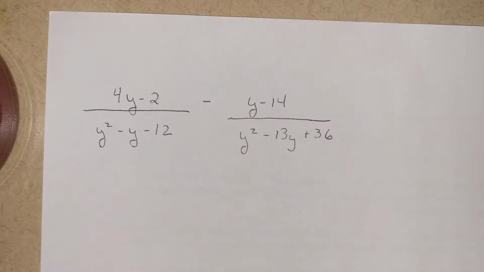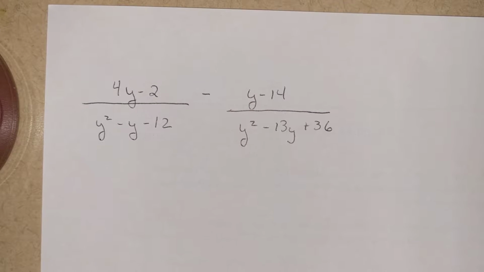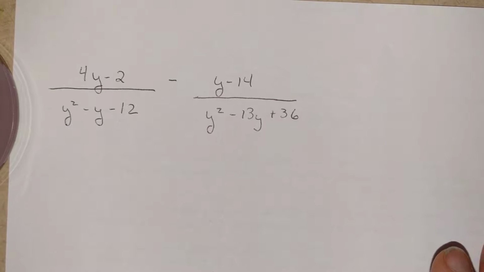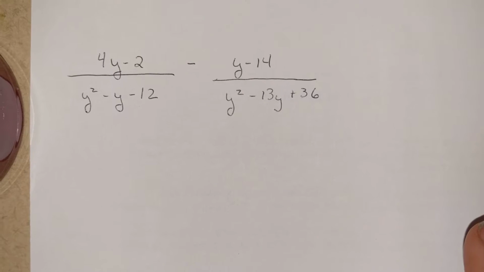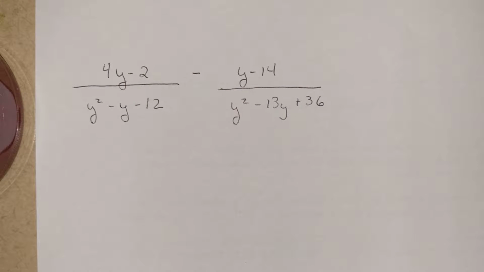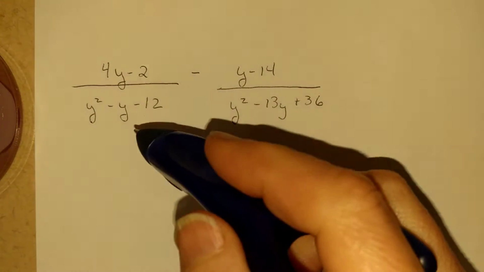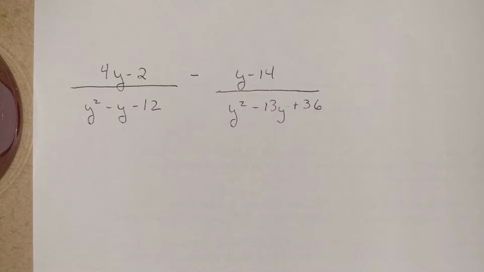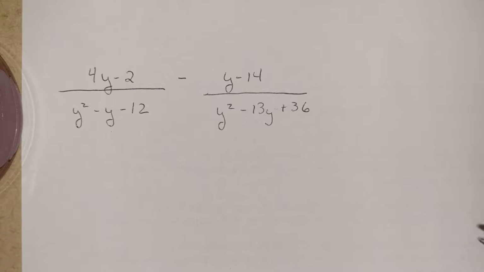So here we're subtracting algebraic fractions. This is not an equation, there's no equal sign, I'm just combining two fractions into one. When I do this, the first thing I need to do is factor both of these denominators because I need to find my least common denominator.